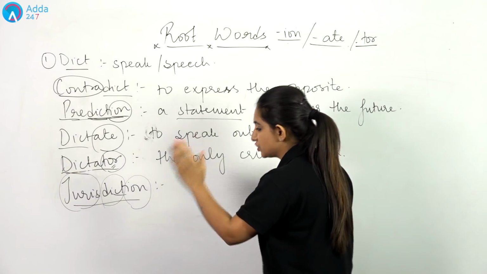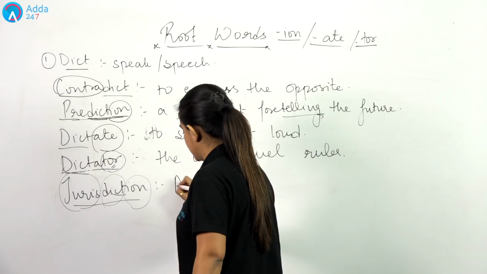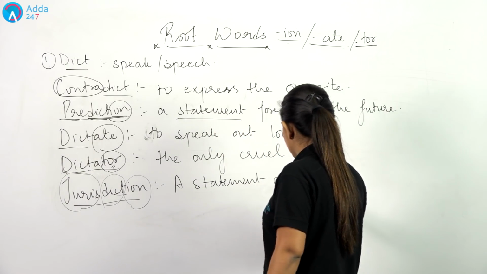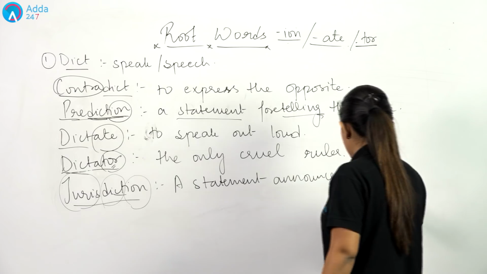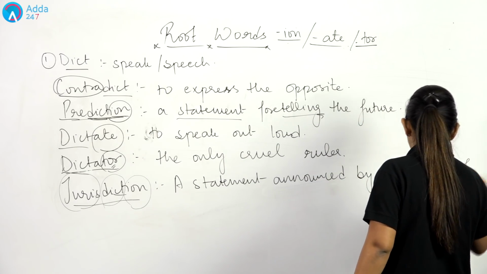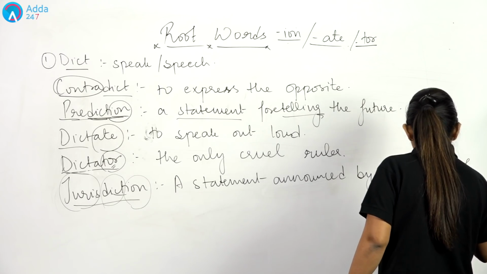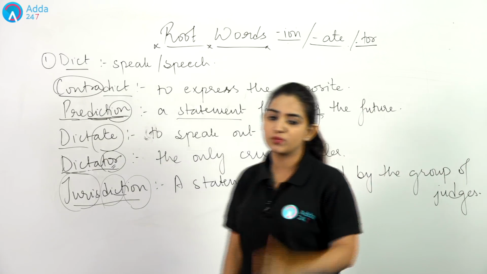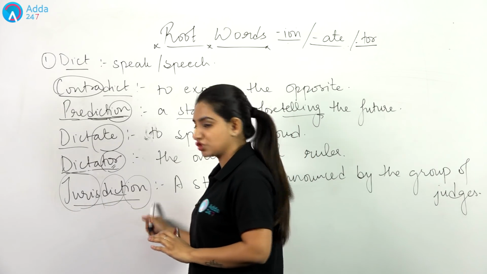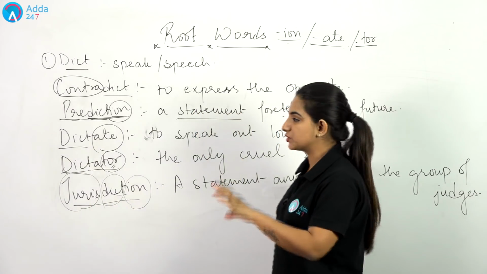When I say jurisdiction, this means a statement announced by the group of judges. The judgment that they give, the conclusion that they come to, is what we mean by jurisdiction, right? So jurisdiction is what we mean by speech or speak.